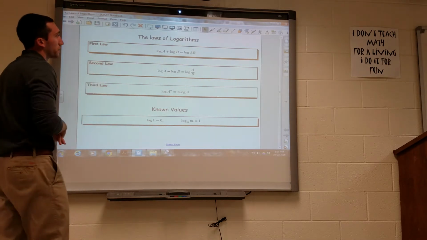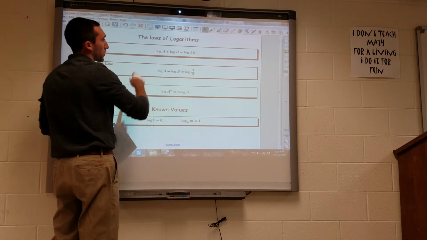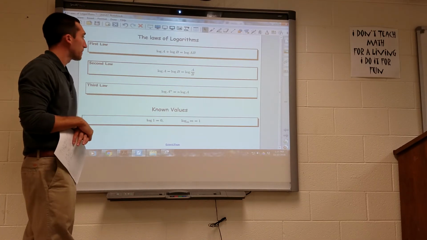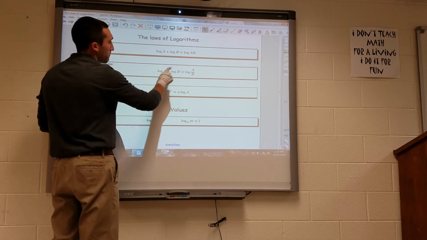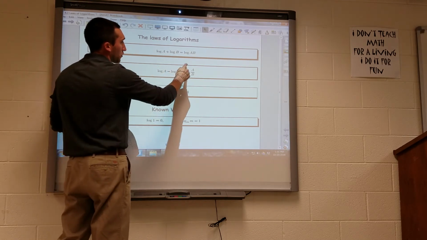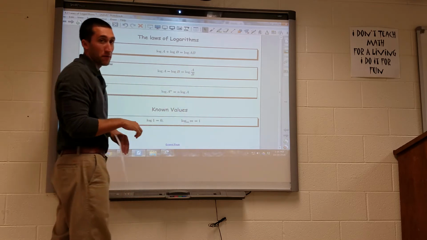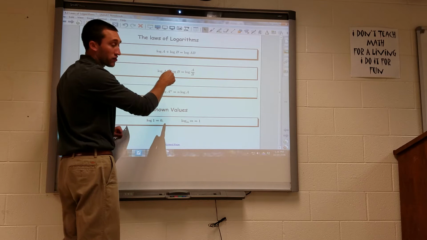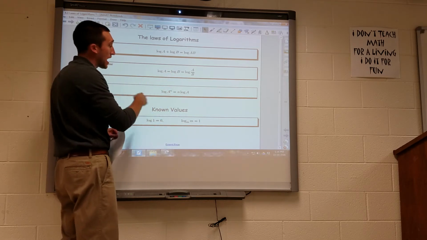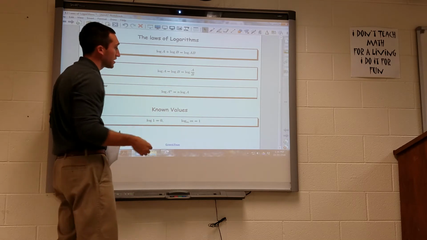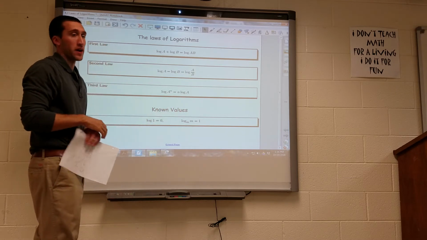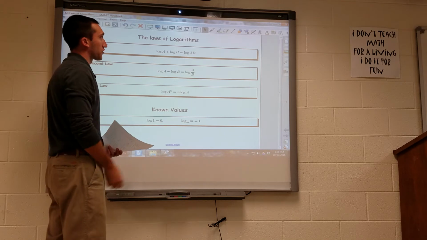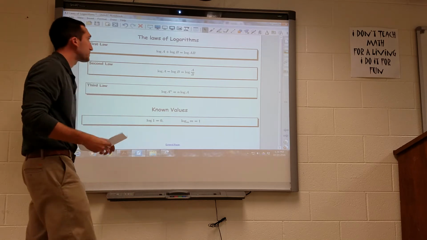The first law is saying if I have log of a plus log of b, I can rewrite that as log of a times b. If I have log of a minus log of b, that just equals log of a divided by b. And if I have log of a raised to the n, I can pull that n out in front, so now it becomes a constant n times log of a. So we're going to be using these laws, manipulating them to get answers to the following example questions.